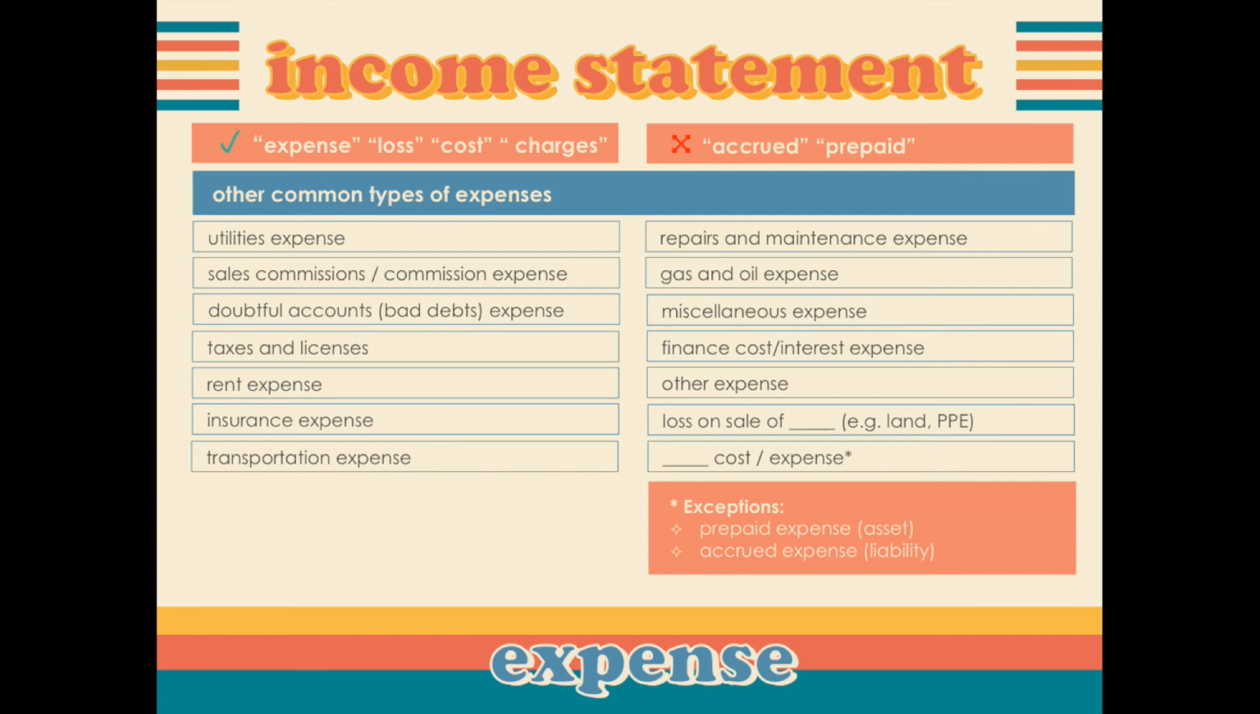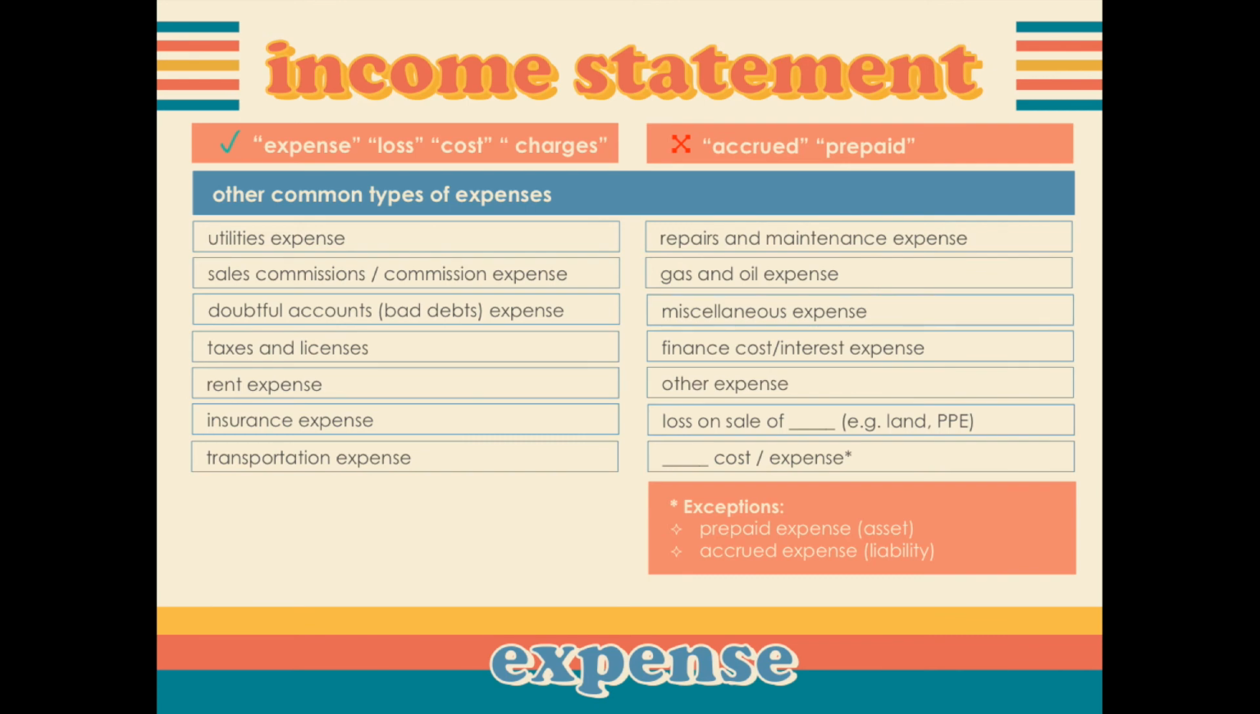Here are other common types of expenses. We have utilities expense, like for the usage of water and electricity, commissions expense, doubtful accounts expense, which is the expense relating to accounts that are doubtful of collection. We also have taxes and licenses expense, like registration fees, property taxes, and so on. Rent expense, insurance expense, transportation expense, repairs and maintenance, gas and oil, miscellaneous expenses, which are various types of expenses in small amounts that are lumped together in one account.